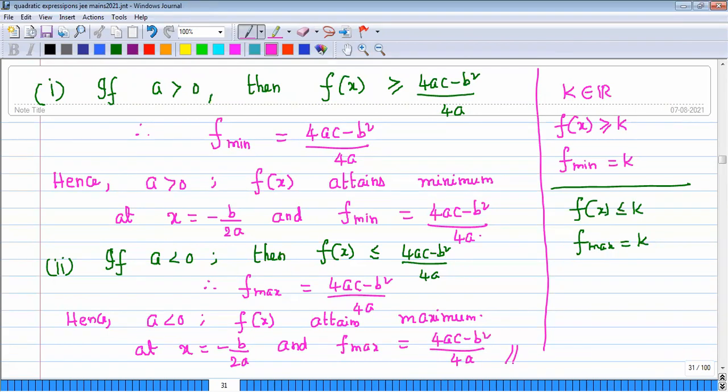So just remember only one formula: either minimum or maximum is 4ac minus b square by 4a. It is the minimum when a is greater than 0. It will be the maximum when a is less than 0. At which value does it attain the minimum or maximum? x is equal to minus b by 2a. So now let us solve some problems.